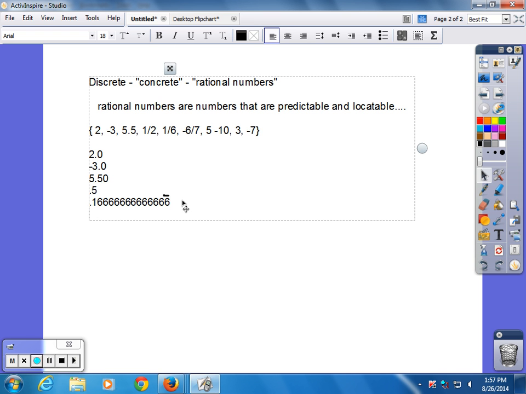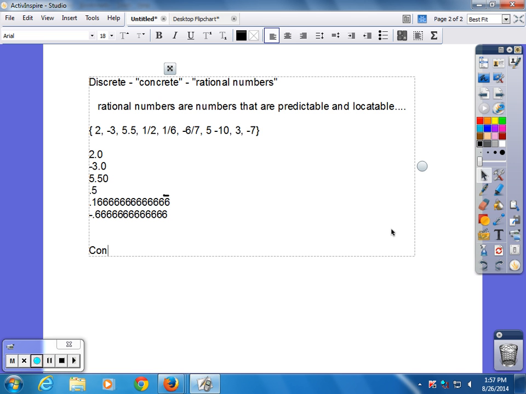What about the other one? Negative 0.6666666 again. And it's repeating. I'm not going to put a bar over it. Well, what about 5? Well, 5 is 5. 10 is 10. Negative 3. Negative 7. It doesn't matter. They're all what? Predictable or locatable? Well, what does that have to do with discrete? Well, we'll get to that in just a minute.